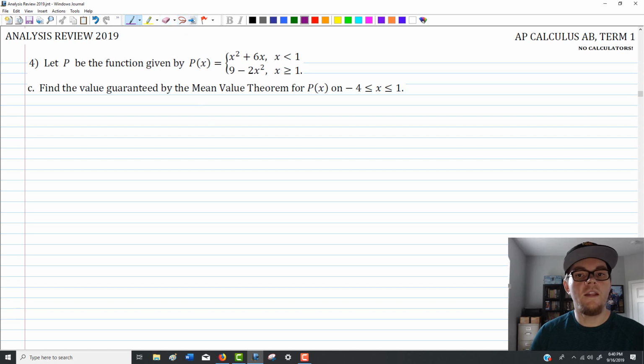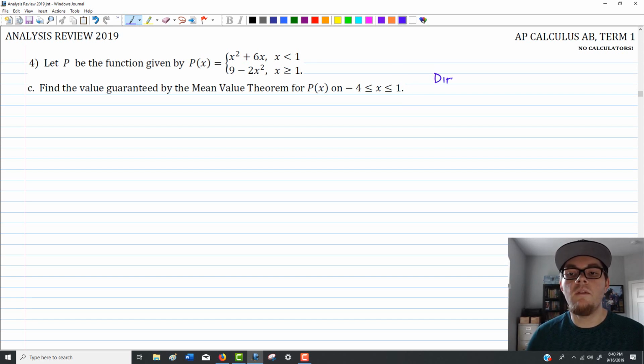Okay, next we're supposed to find the value guaranteed by the mean value theorem for p of x on negative 4 to 1. Something to note here before we even start is that we've already established there's a sharp turn at 1, so you might be tempted to say that the mean value theorem can't be applied.